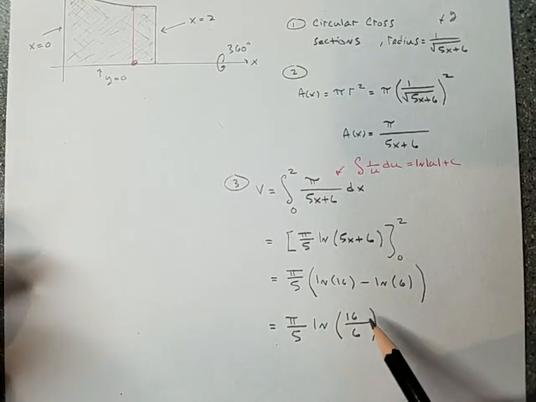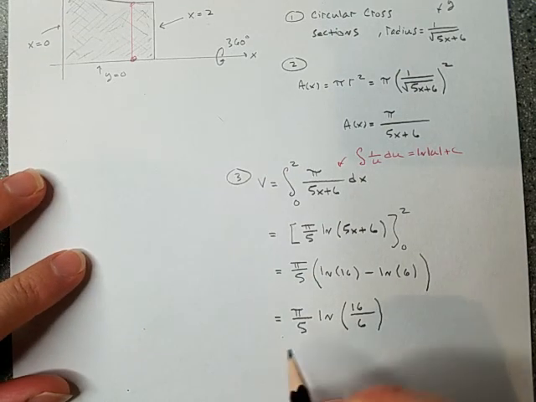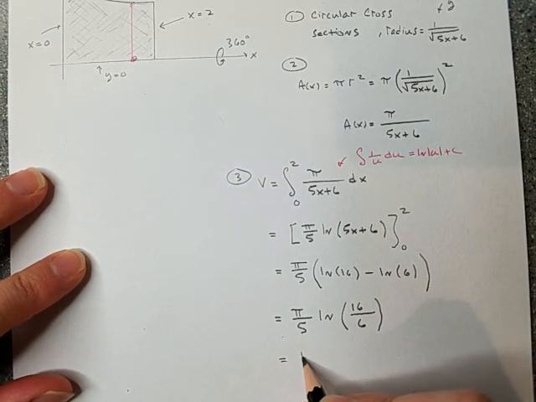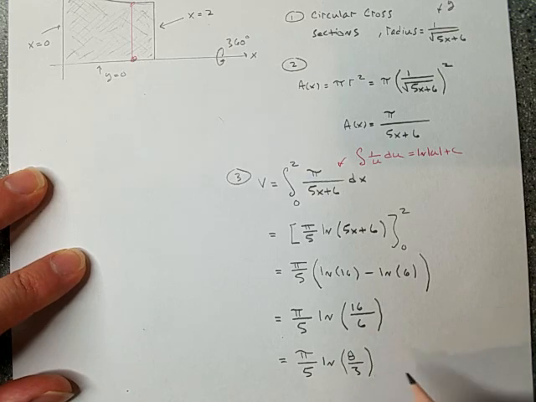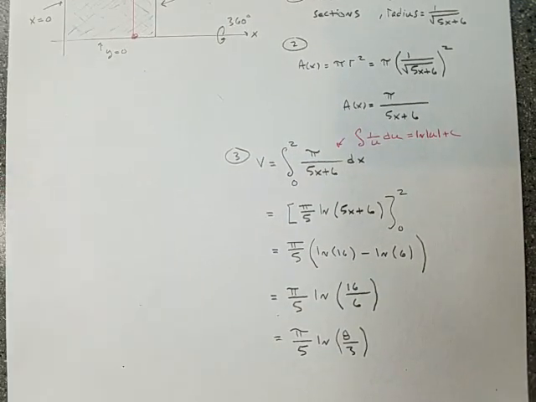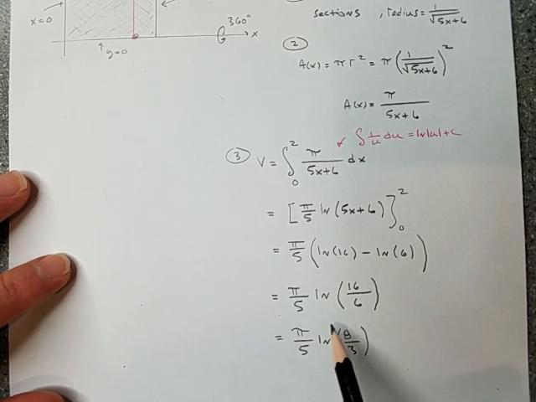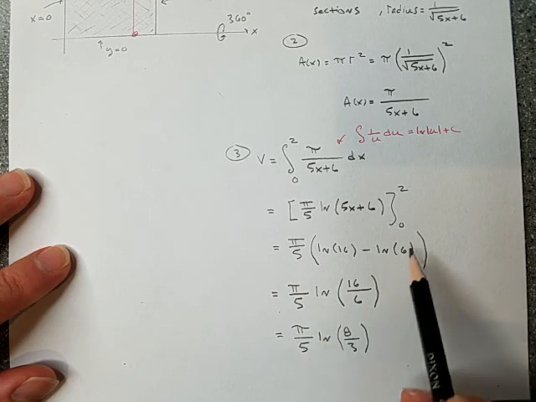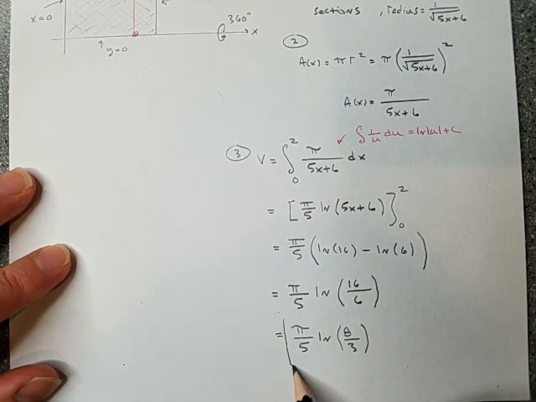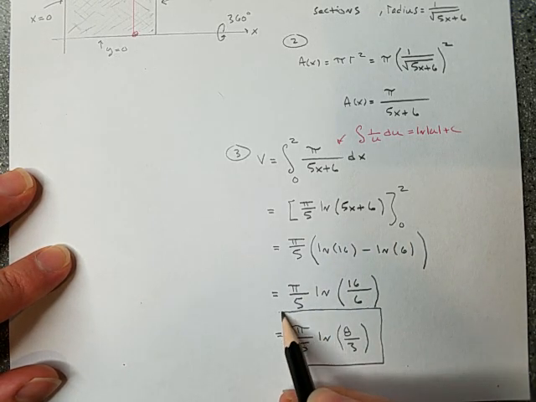And then I could reduce this, say, by 2 and get 8/3. So I'll give you my final answer. Pi over 5 natural log 8/3. We should know how to reduce things. Normally the goal is to give the shortest, simplest answer we can with the fewest numbers. And so that would be it as compared to this. So that's the one I'll go ahead and give you as my final answer.